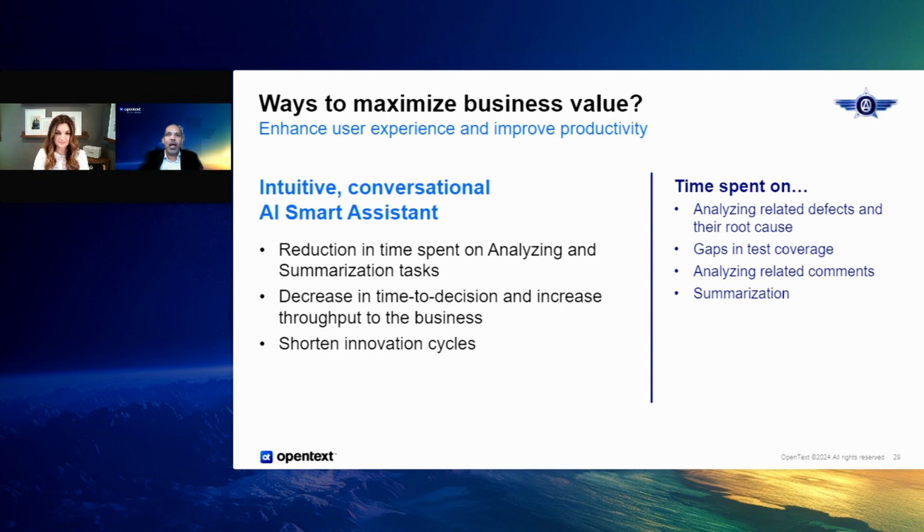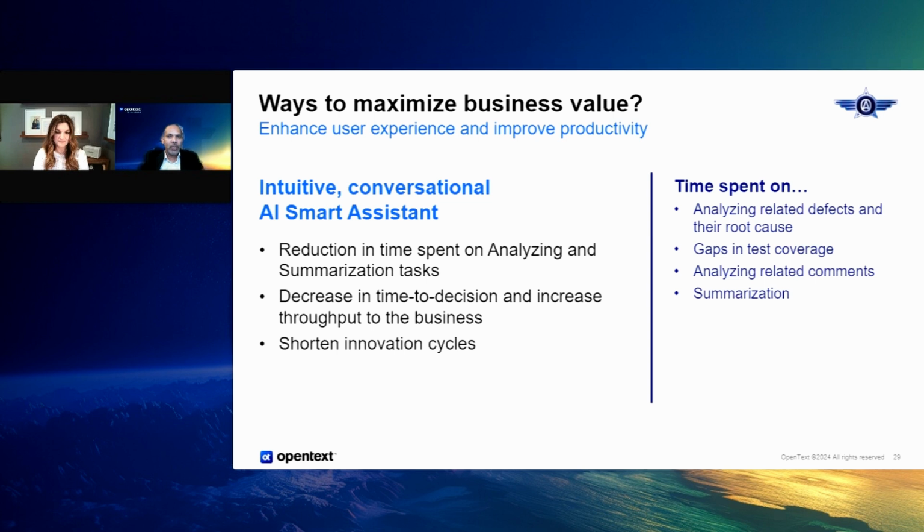For example, analyzing the related defects. If the defect is related to other defects, especially in an integrated release, how do you analyze those related defects for a given feature and then probably understand the root cause? So if AI can help me, that means I can reduce the time spent on analyzing it.